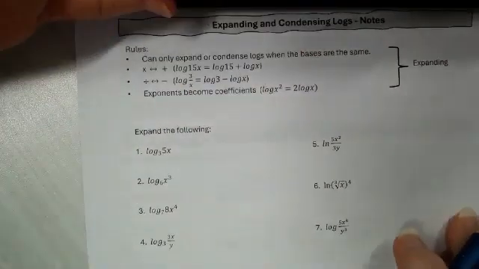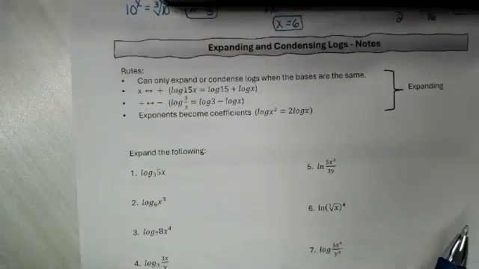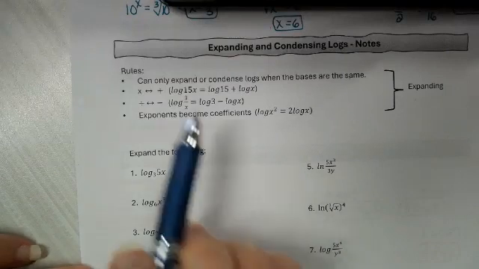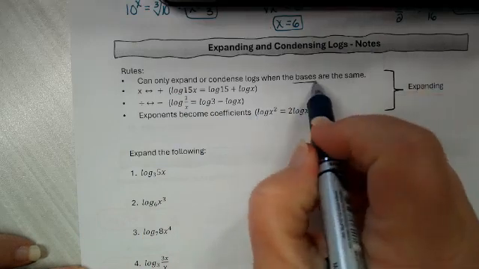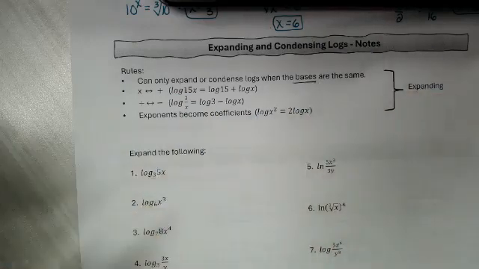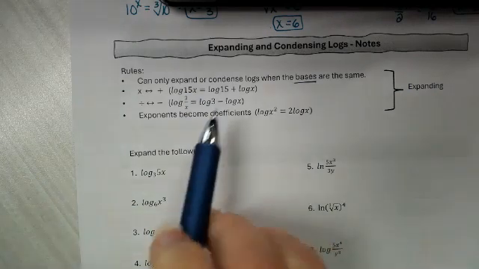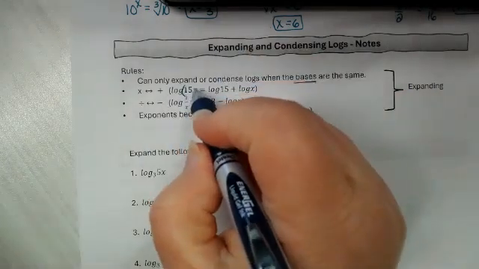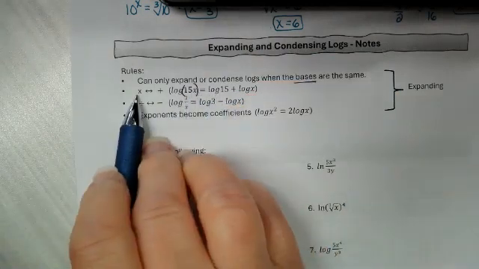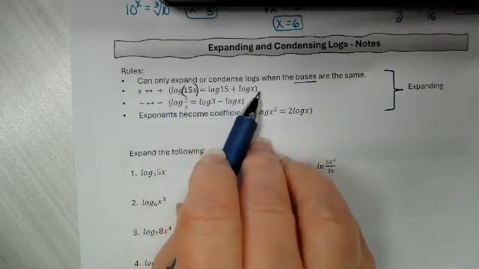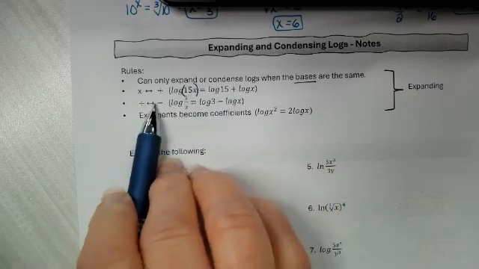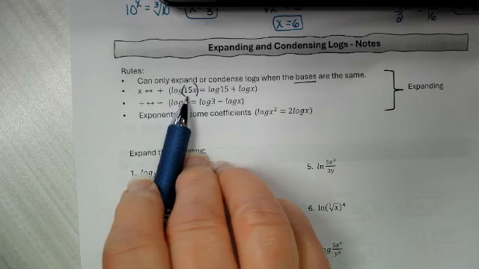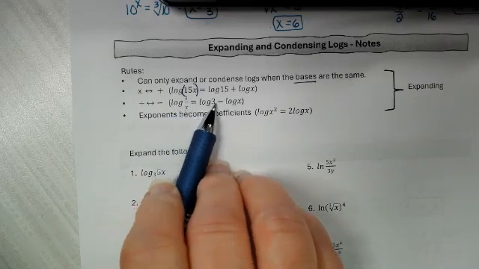Today we're going to learn how to expand and condense logs, and that's going to help us later on when we're solving. So we'll start out with talking about this. You can only expand or condense logs when the bases are the same. So when it's multiplication, we're going to split it up with addition. So here's an example. The log of 15 times x, multiplication, is log 15 plus log x. Multiplication becomes addition. Division becomes subtraction. Log of 3 divided by x is log 3 minus log x.